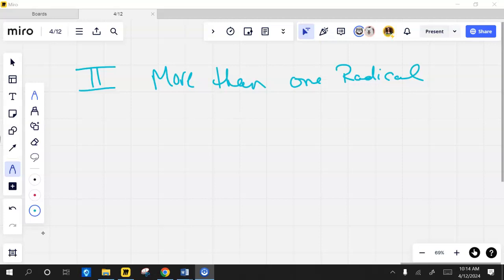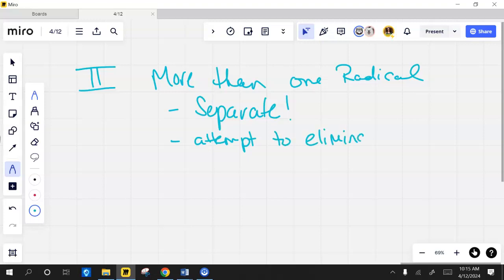Okay, more than one radical. More than one radical, we're going to get them on either side. We're going to separate them, so we're going to get them on either side of the equal sign, and then we're going to attempt to eliminate. And I say attempt to eliminate because depending on if it's just a radical equals a radical, we'll be able to get rid of them easy. But if it's a radical equals something plus a radical, it's going to be a FOIL situation, and it'll be kind of difficult. So we'll start out easy, and then we'll make it a little bit harder.